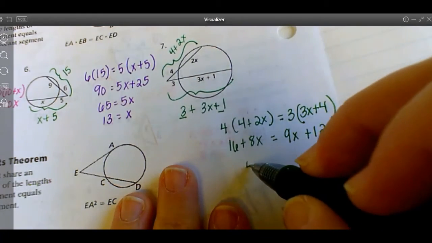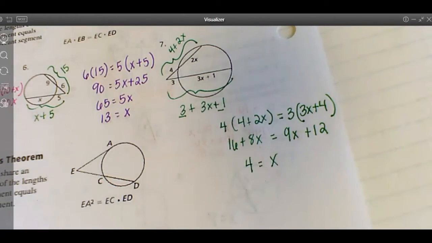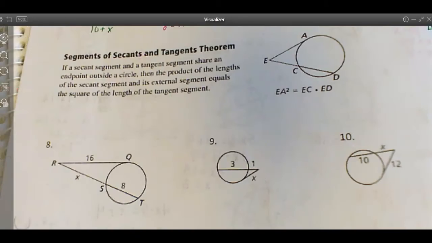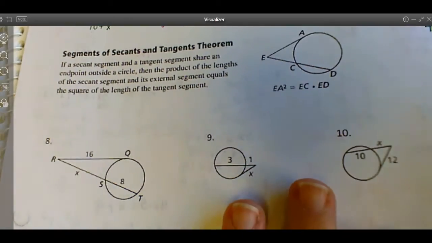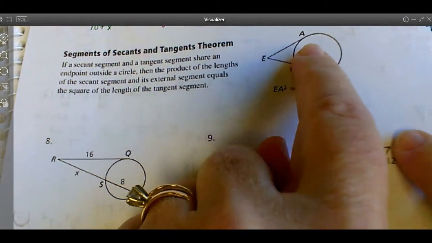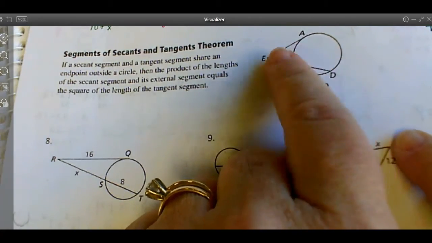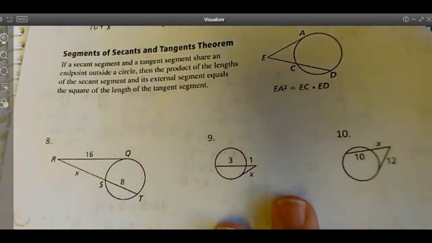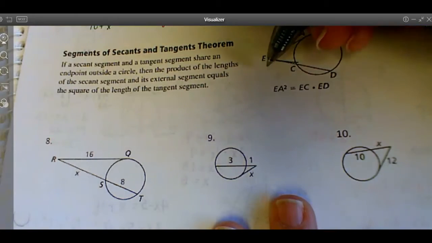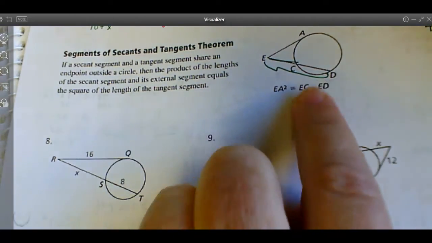Subtract 12, subtract 8x, and you get x is 4. Alright, so very similar to the others. This is outside, but notice this is a tangent. So it's not like there's a part inside the circle to get the whole side. So here's what you do. You still take the part outside and multiply by the whole thing.